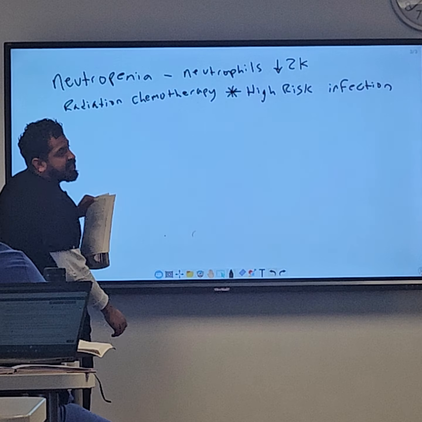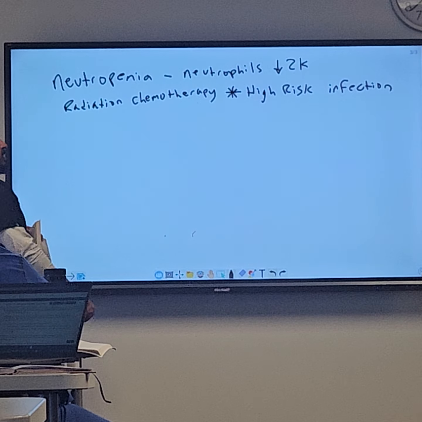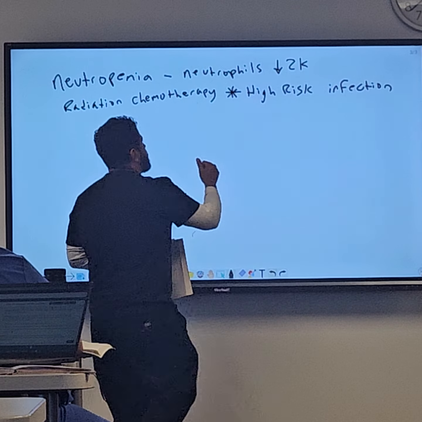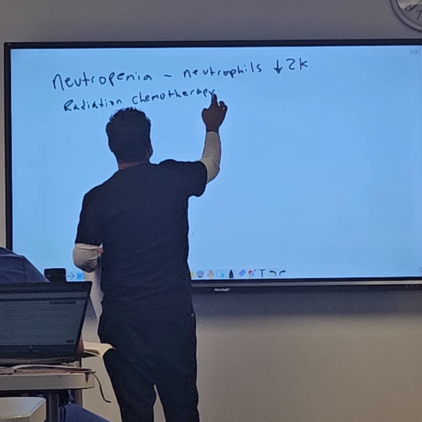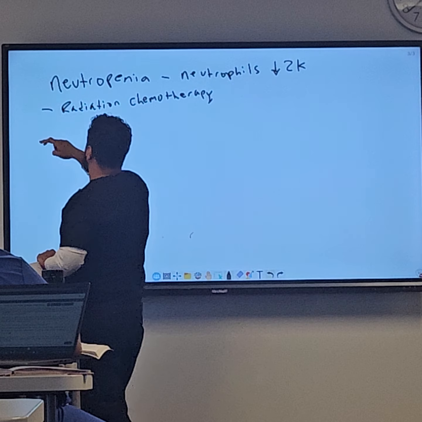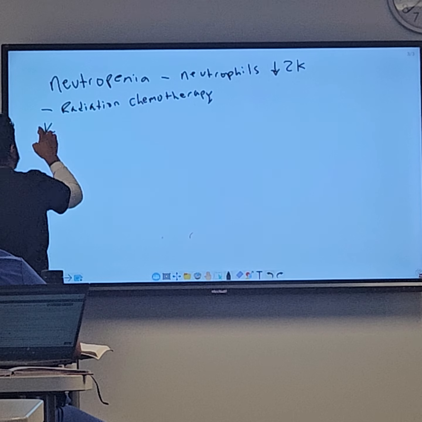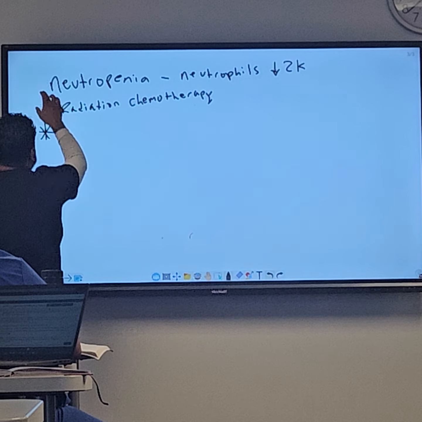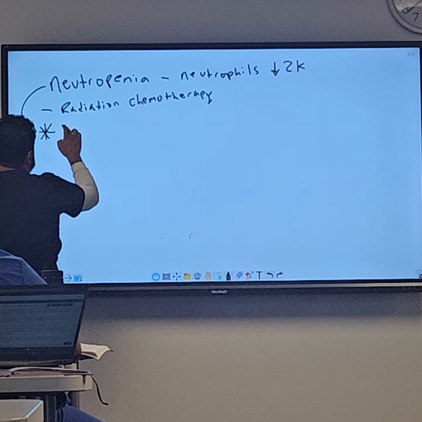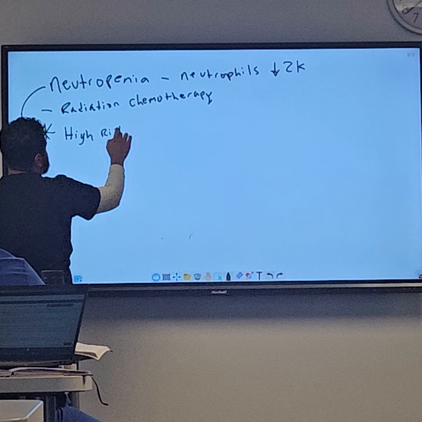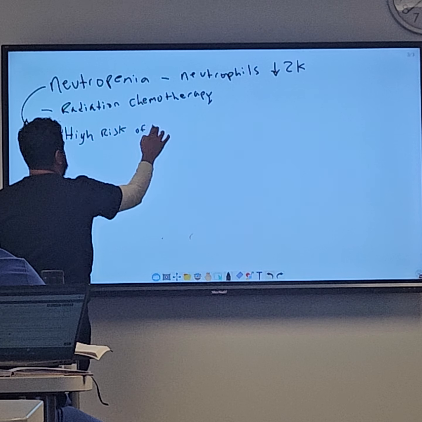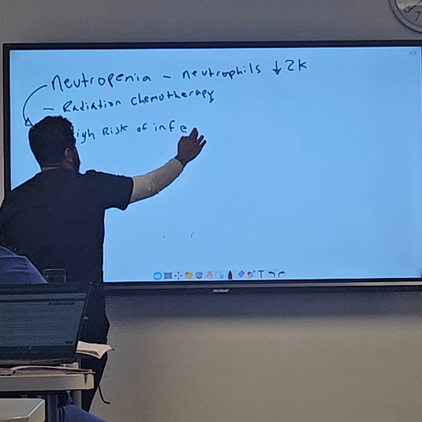Now, radiation and chemotherapy does not equate this. Maybe I should write this here. So this is the cause, right? This can cause it. It's one of the causes. But a key thing to know about neutropenia is high risk of infection, regardless of the cause. Does that make sense to everybody?